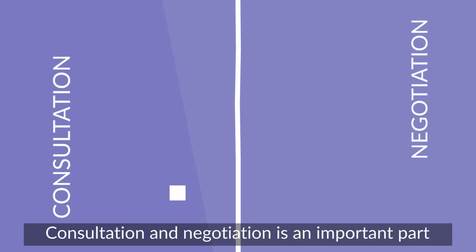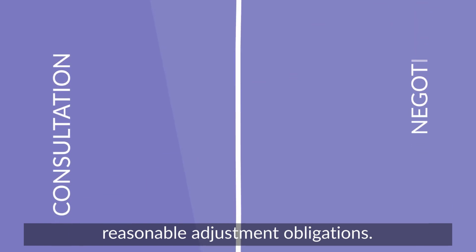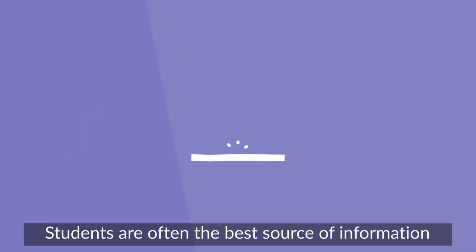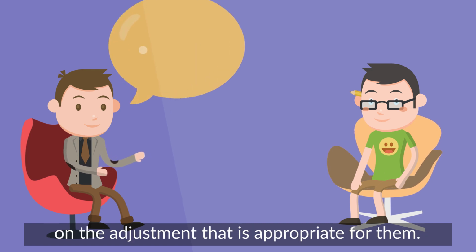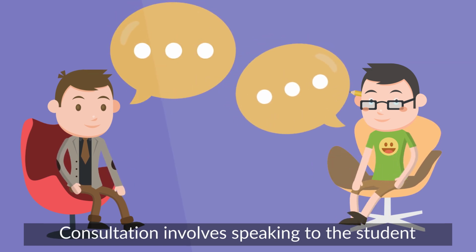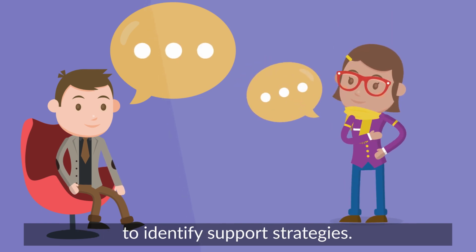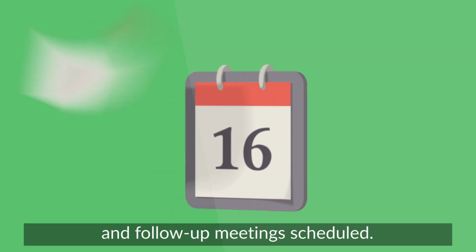Consultation and negotiation is an important part of ensuring teachers meet their reasonable adjustment obligations. Students with a disability are often the best source of information on the adjustment that is appropriate for them. Consultation involves speaking to the student about the assistance they require to identify support strategies. Agreed adjustments must be stated in writing to all parties and follow-up meetings scheduled.